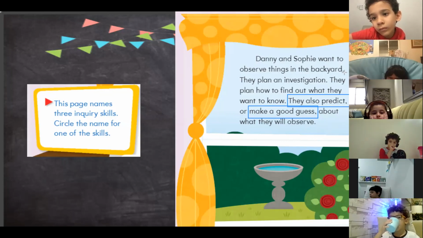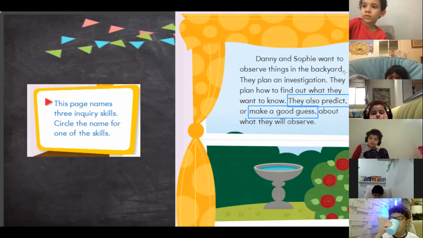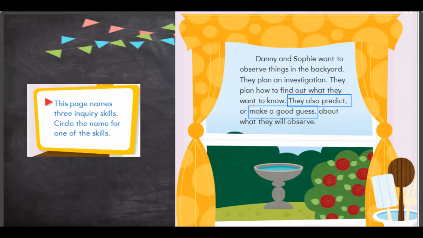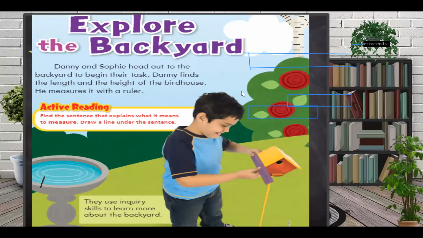Hattan? Hattan, please. Okay, Hattan. When they also predict, they make what? Make a good guess. Excellent. So first you are observing and then you predict. You make a good guess. Excellent. Thank you. Now, when these boys are outside trying to observe things in the backyard, they were exploring. For exploring they need to use inquiry skills.